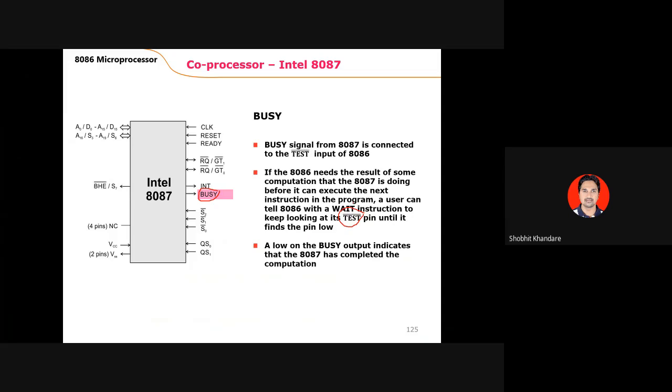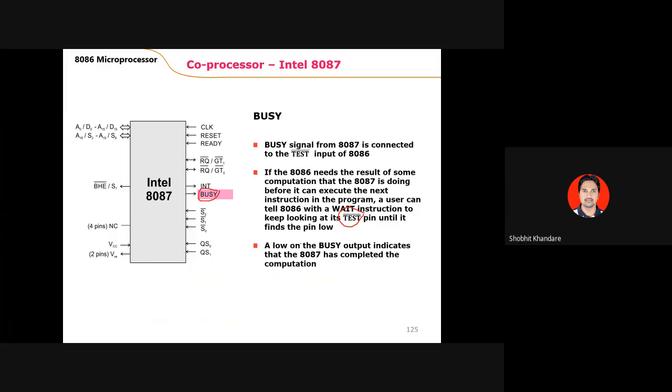While the 8087 is performing some internal computation, before the 8086 executes the next instruction in the program, a user can tell the 8086 to wait. So the BZ pin is actually telling the microprocessor 8086 that I am busy doing some computational work, and for that you have to wait for some time. That is why it is providing a waiting instruction, and that is why this BZ is connected with the test bar pin of the 8086.